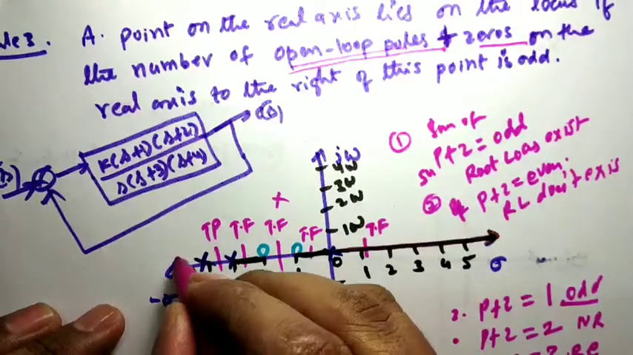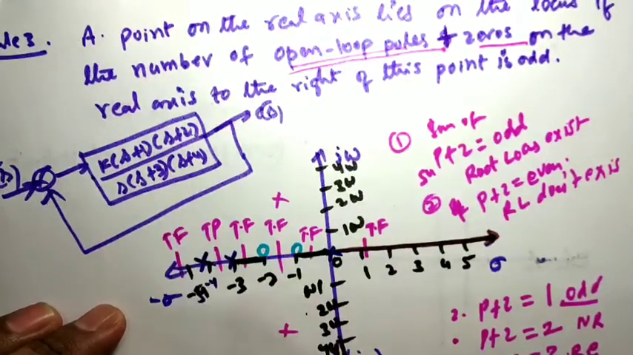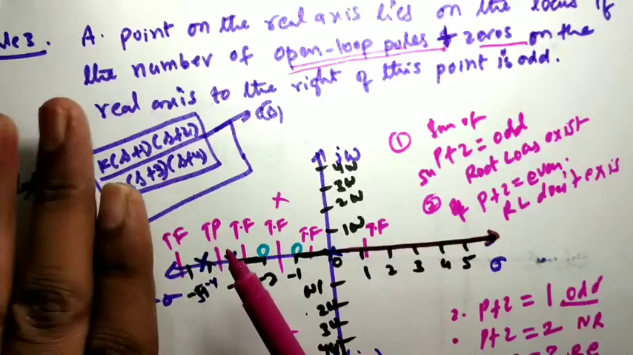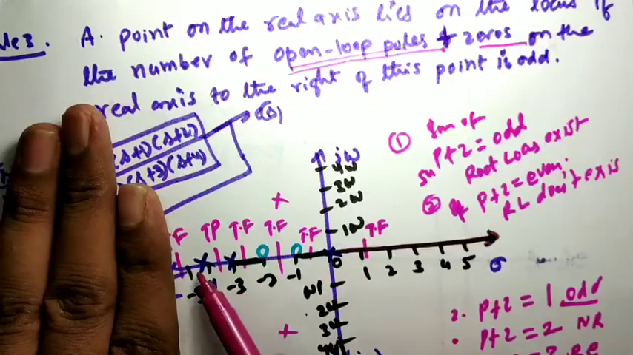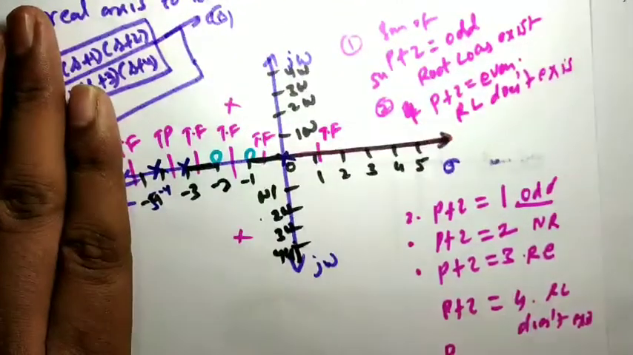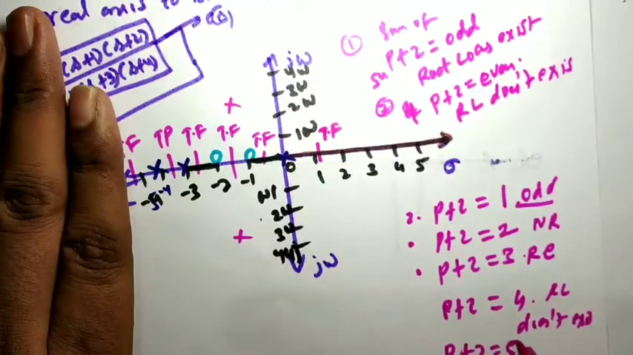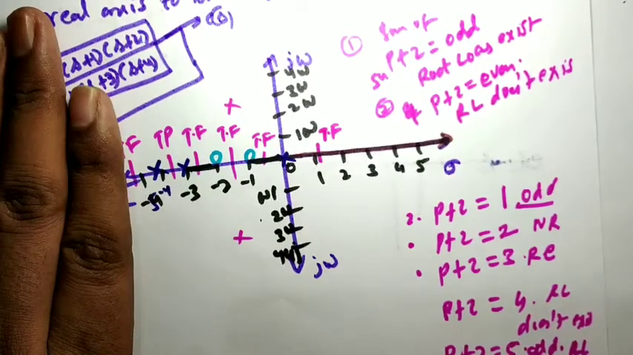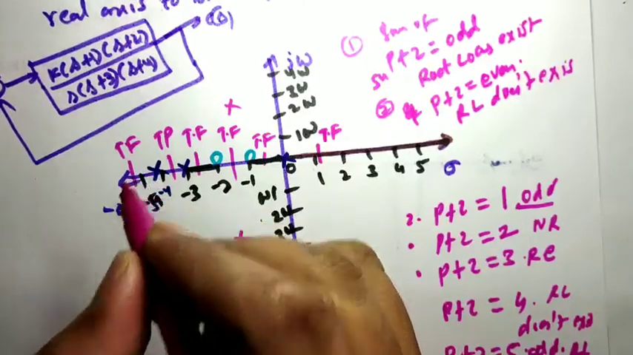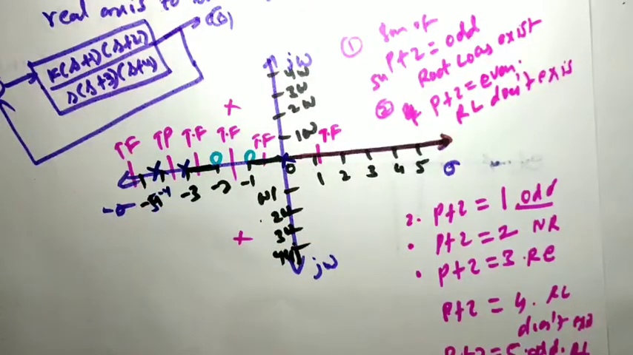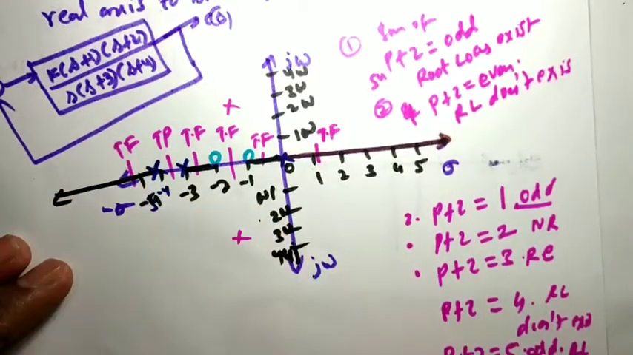If we take a test point here, right? So right side of the test point, how many poles and zeros? 1, 2, 3, 4, 5. So the sum of poles and zeros here is 5. So it is an odd number. Therefore root locus exists. Root locus will exist. So this entire portion is part of the root locus. You just see here this entire portion.